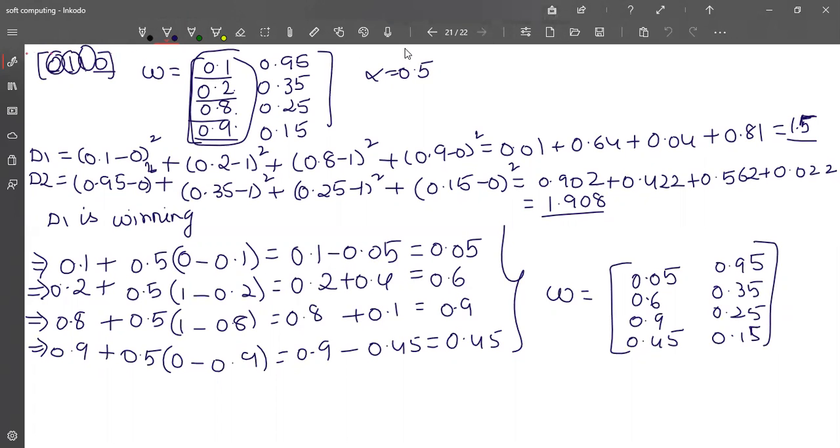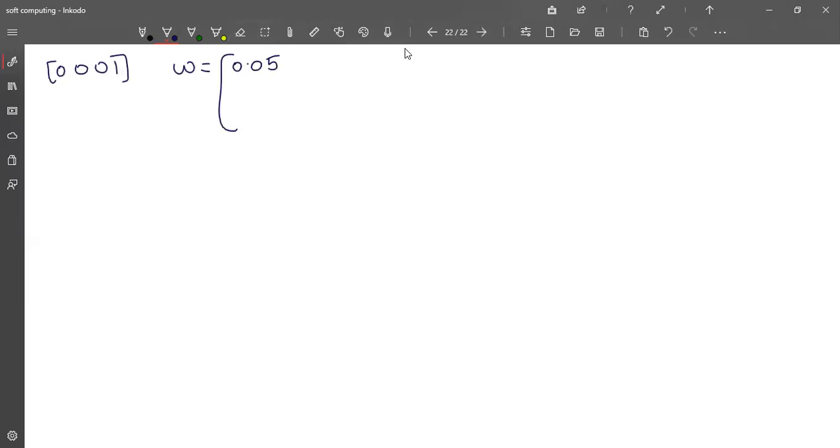So our fourth input is 0001, and our updated weight matrix is 0.05, 0.6, 0.9, 0.45, and 0.95, 0.35, 0.25, 0.15, and the alpha is 0.5. Yeah, it's fine. So now let's find the D1.